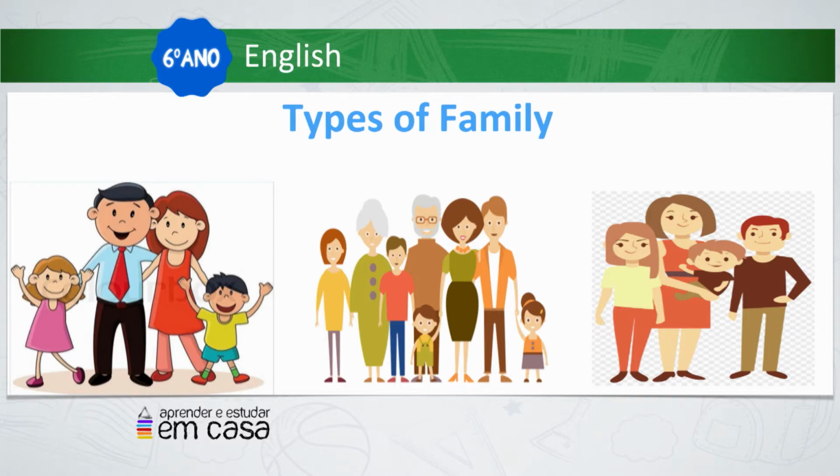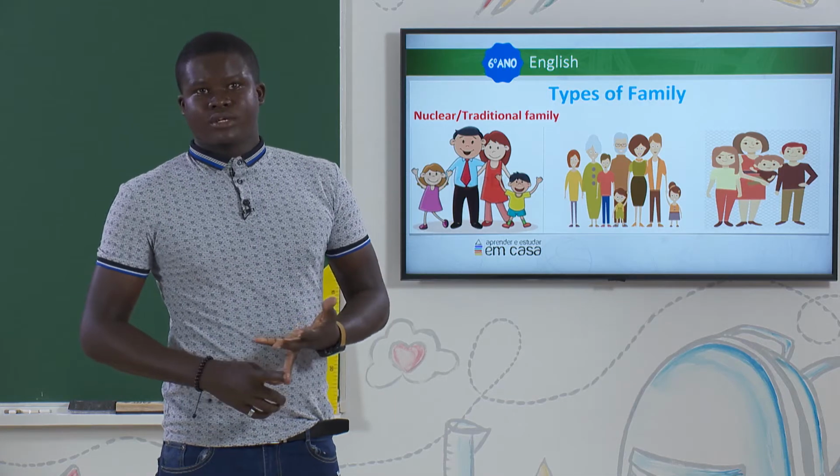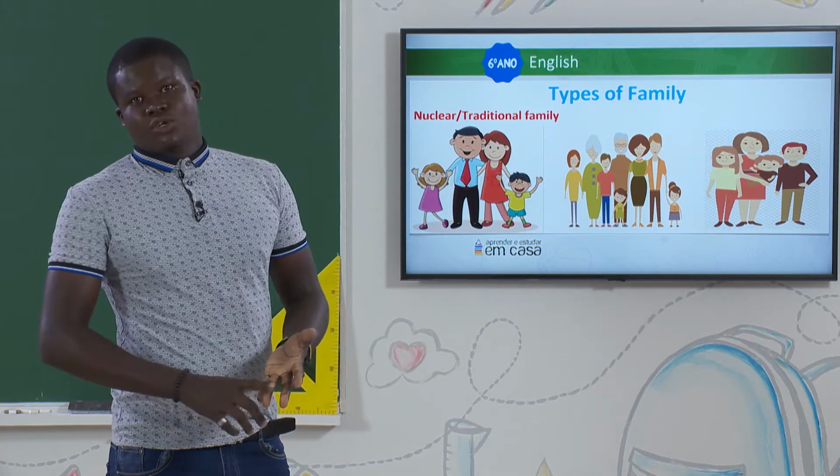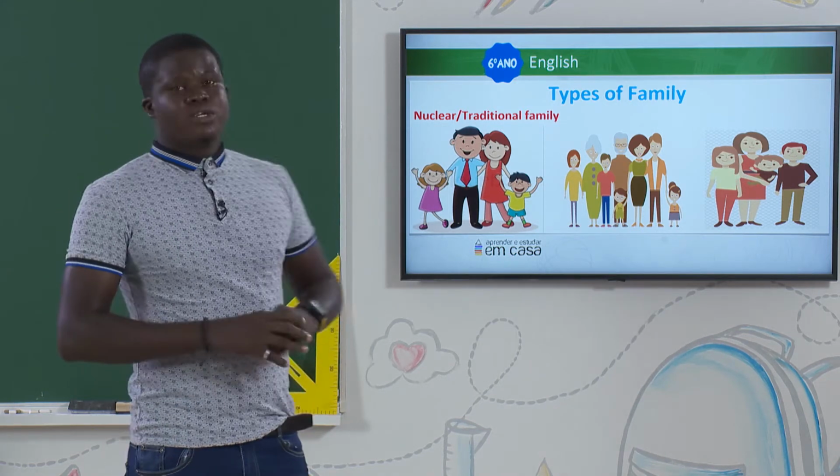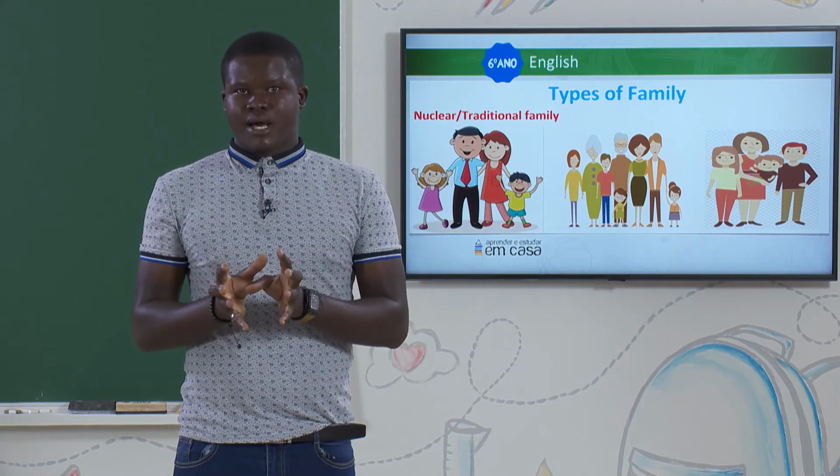First, we have the nuclear family or traditional family. In the nuclear family, we have the father, the mother, and the children, the daughter and the son. So this is called a nuclear family. They live in the same house.